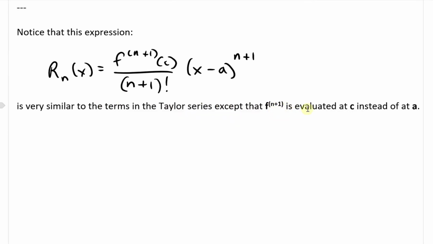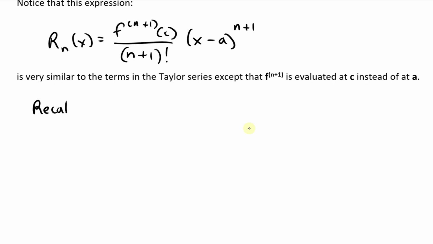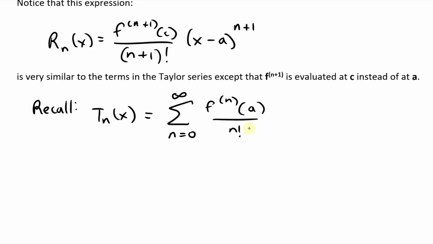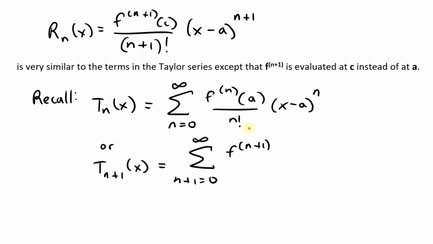we have the (n+1)th derivative evaluated at c instead of a. So just to recall the Taylor series, we have T_n of x equals the sum from n equals 0 to infinity of f^(n) at a over n factorial, times x minus a to the power of n. And you can replace everything with n+1 to get the exact same form, the sum from n+1 equals 0 to infinity of f^(n+1) of a, times (x minus a)^(n+1) over (n+1) factorial.